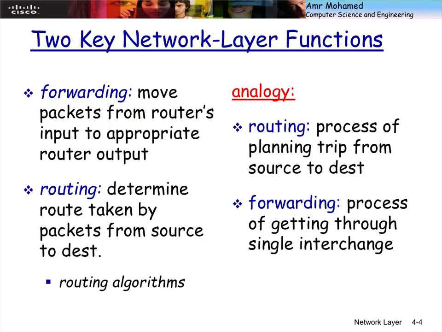So in the network layer, we need to do routing, which is we plan that all the packets that are coming to a particular destination network or particular destination host should follow a certain route end to end. And then each router has to take a local decision to abide by this end-to-end route. This is a slight difference between the two. Routing is the process of planning the trip end to end, but forwarding is the process of getting through a single intersection.